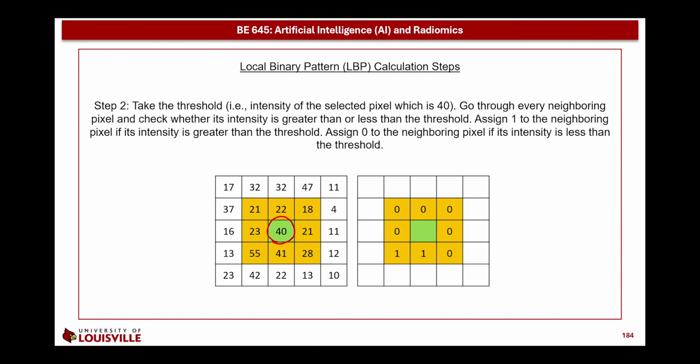Then go through every neighboring pixel and check whether the intensity of that pixel is greater than or less than that threshold. For example, 21 is less than 40. If the intensity is less than the threshold, assign a binary value of 0 to the pixel. So 21 is less than 40, the assigned value will be 0. Moving to other pixels, 22 will be 0, 18 will be 0, 23 will be 0, 55 will be 1 because 55 is greater than 40, 41 is greater, that's why it's 1, 28 and 21 will be 0.